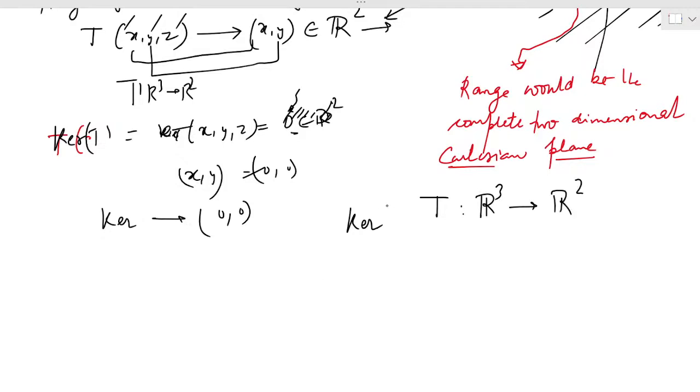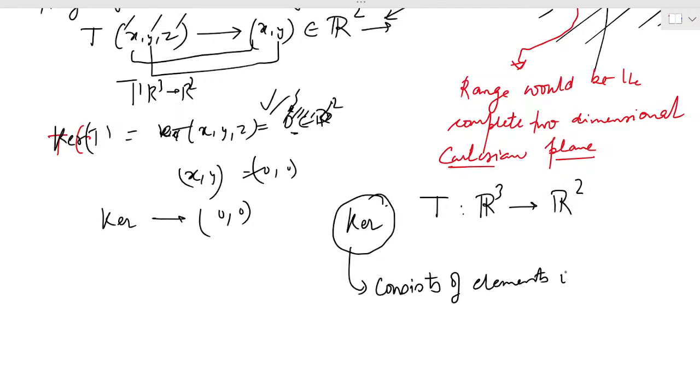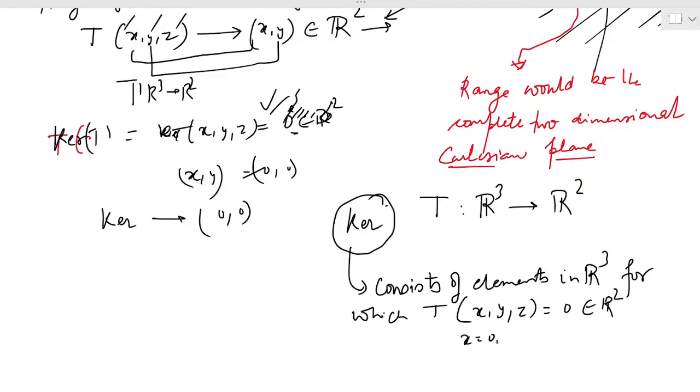Okay, kernel consists, I'll write in English so that you'll understand. Kernel would consist of elements in R cube for which T of x comma y comma z becomes 0, where 0 is in R square. That is absolutely fine. So from here you will get that x becomes 0 and y becomes 0. But you don't get any information about z. So z can belong to any real R. So this would be your kernel.